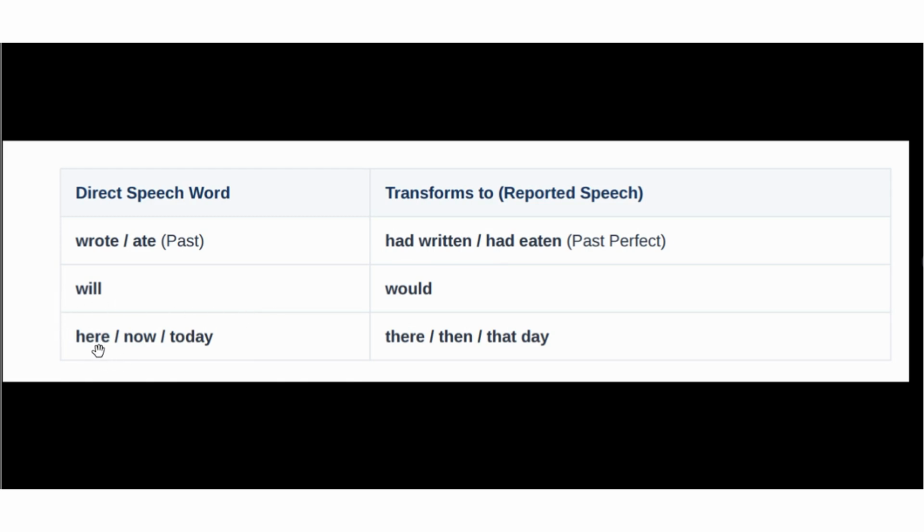So when here, when now, when time, when today are being used, they are in direct speech and it is in the past. You are saying that there. So here becomes there. Now becomes then. Today becomes what? That day. This is where a lot of students get confused. But let me show you the examples.